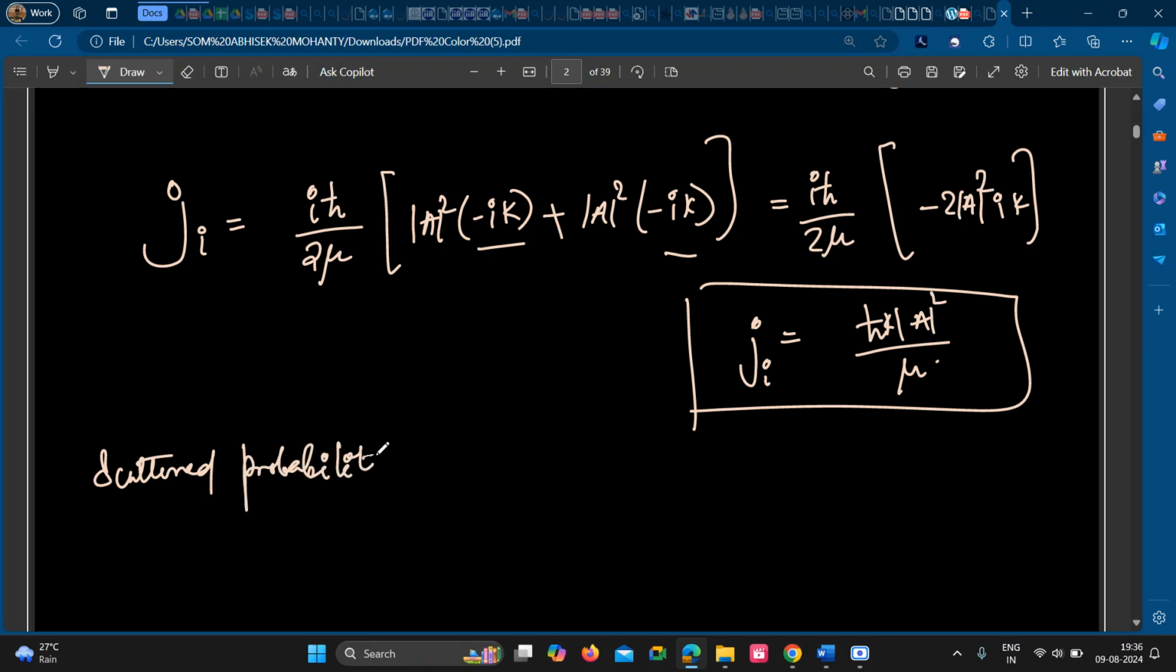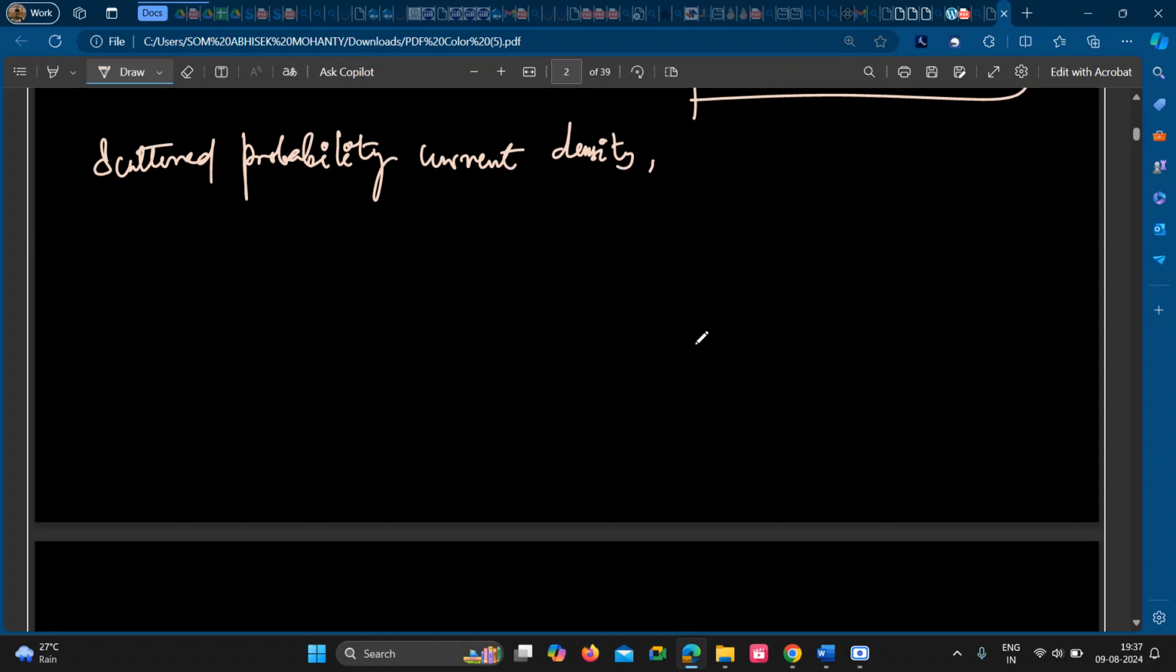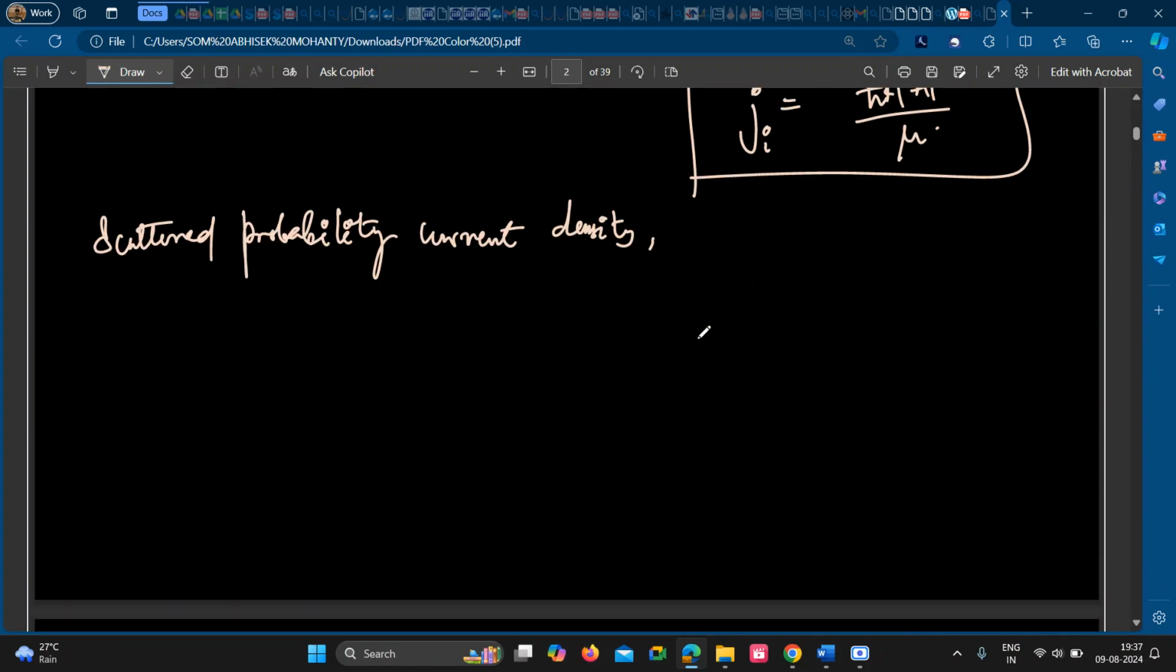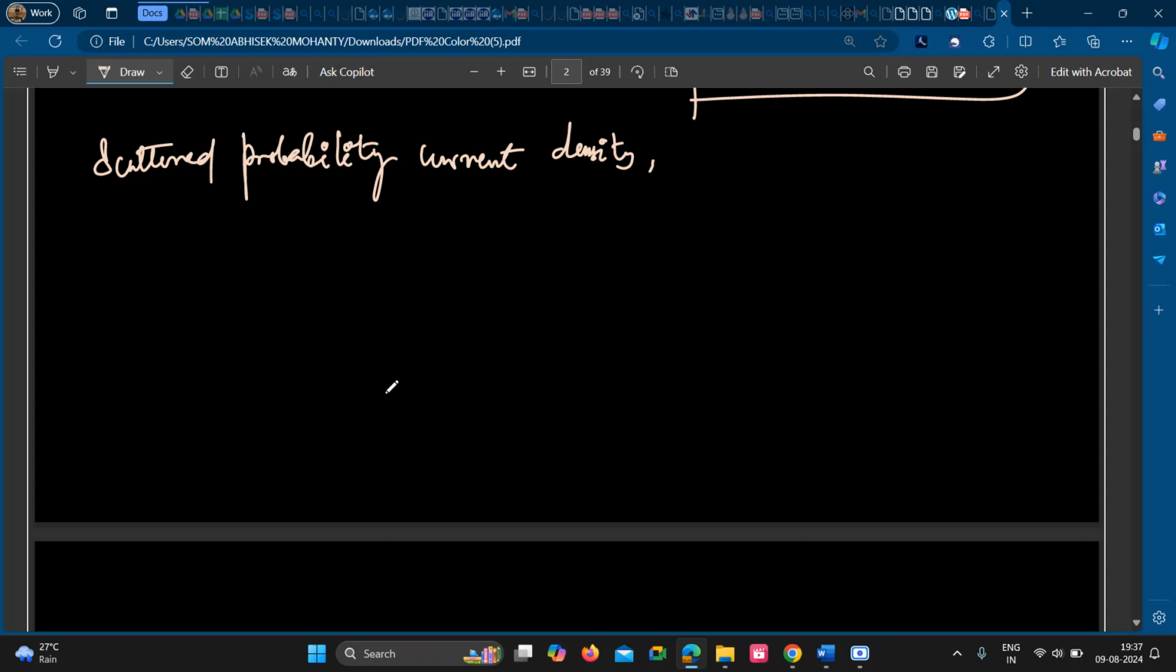You have to study this chapter very thoroughly to solve these questions. Otherwise, you won't be able to solve. This type of questions won't come in your GATE exam, but they may help you in interviews. So the scattered probability current density is your Js.